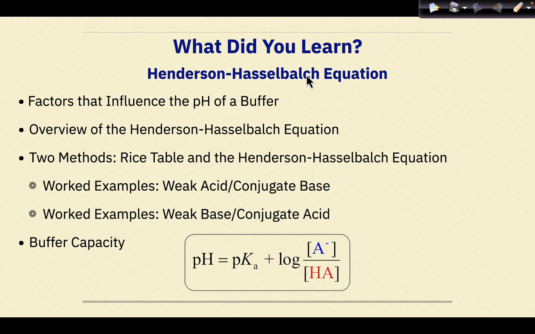So what did you learn? We talked about factors that influence the pH of a buffer, an overview of the Henderson-Hasselbalch equation, looking at two methods that achieve the same result of determining pH, one using RICE tables and the other method using the Henderson-Hasselbalch equation. We looked at worked examples involving a weak acid and a conjugate base, and another worked example using a weak base and conjugate acid. Finally, we talked about buffer capacity.